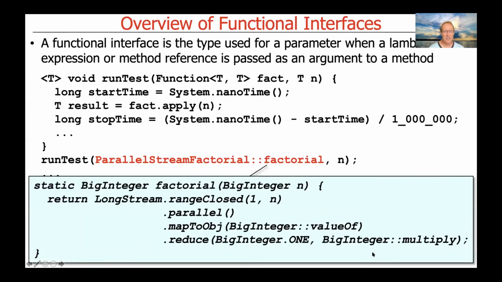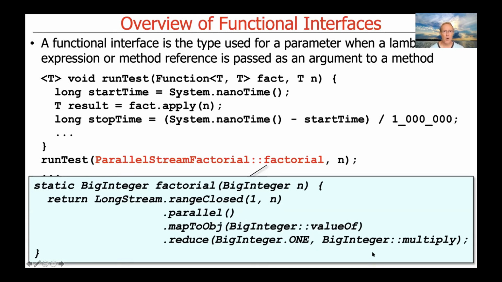Just for kicks, here's the implementation of the factorial method for doing parallel computations. I won't get too far into this because we will cover it later, but in a nutshell, we take n, which is the parameter, a BigInteger, and we compute ourselves a range of long values from 1 to n. Then, in parallel, we convert each of those longs into a BigInteger. And then we do what's called a reduction.